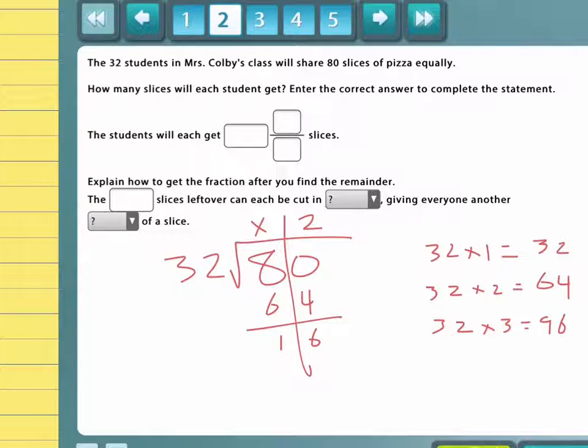Now, because they're pizza and kids love pizza, you're not going to get rid of that remainder. What you're going to do is convert that to a fraction. So it's going to be 2 and 16/32 of a pizza, which 16/32 is going to be simplified down to 1/2. So each student's going to get 2.5 slices of pizza. The 16 slices of pizza left over can be cut in half, and each student could get another half a slice of pizza.